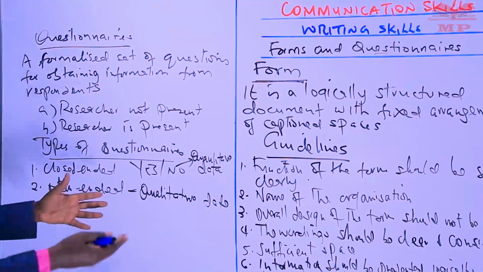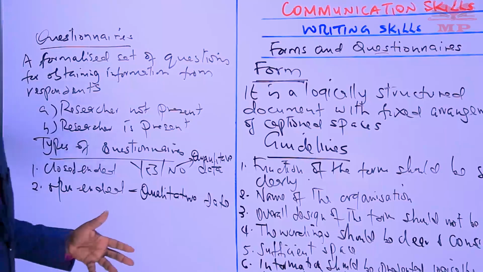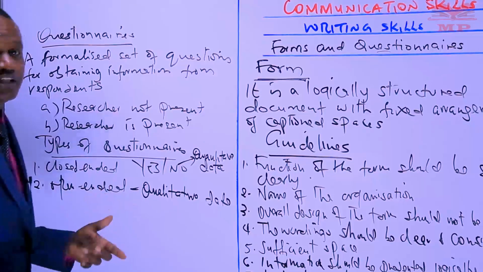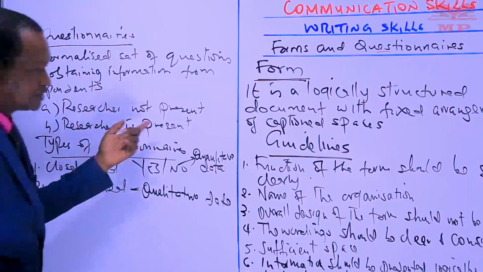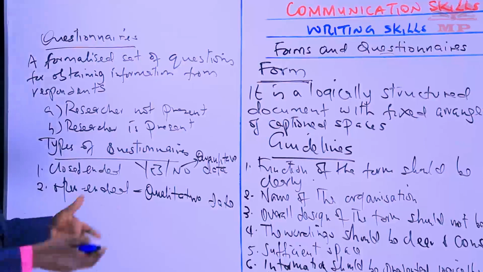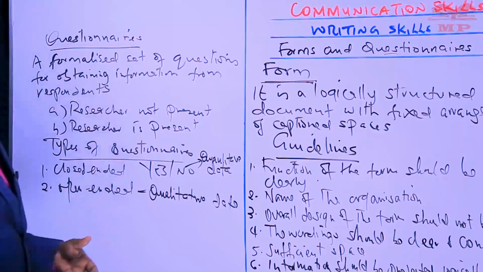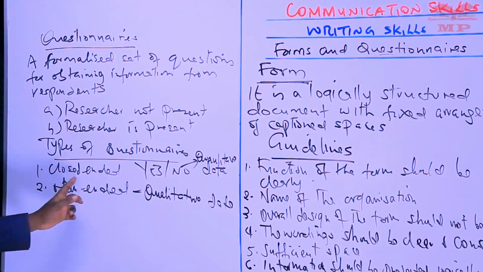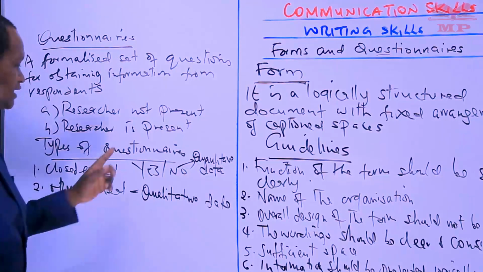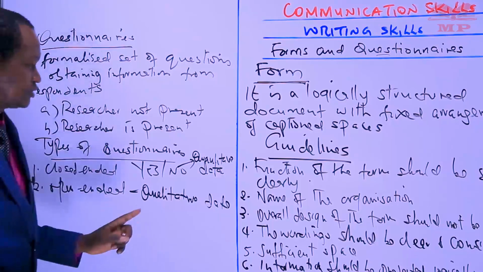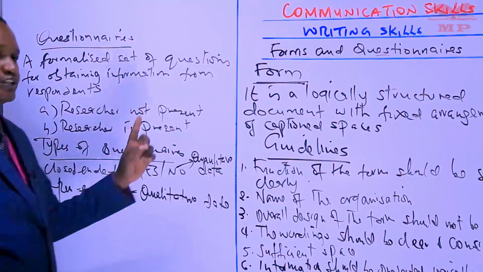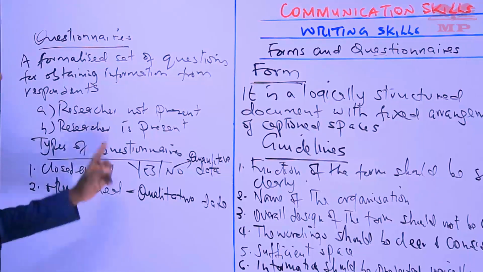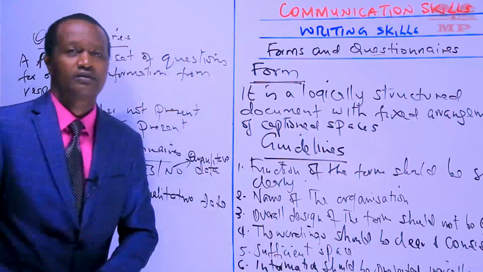We've said that there are 2 ways that these questionnaires can be filled. Number 1, where the researcher is not present. Number 2, where the researcher is present. Where the researcher is present, then the questions can be read to the respondent, and the respondent provides answers. It takes the form of an interview. Then there are 2 types of questions: close-ended questions and open-ended questions. Now, the close-ended questions, we've said, give rise to quantitative data, whereas the open-ended questions give rise to qualitative data.